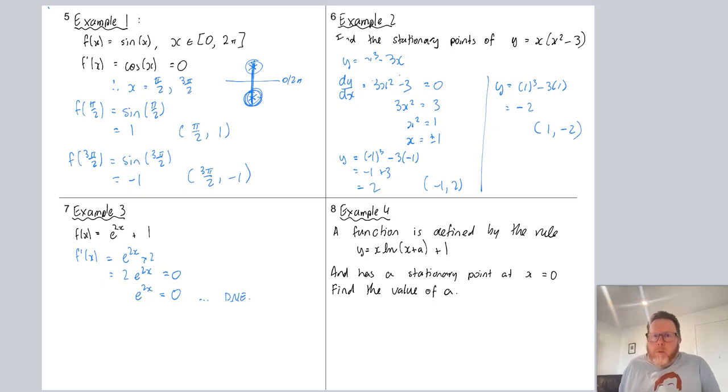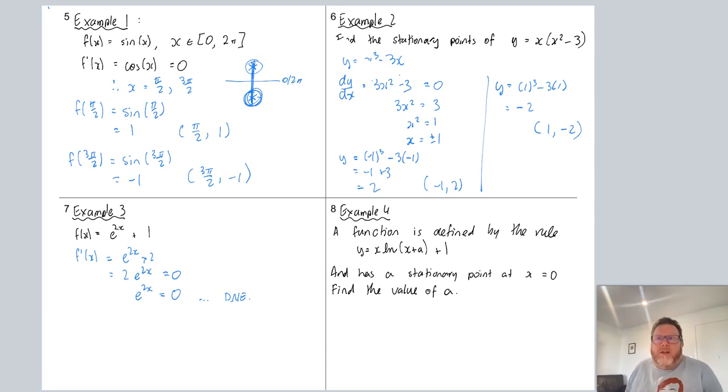Let's have a look at some more examples of finding stationary points given some more complicated functions, I guess. In example 4, we have a function defined by the rule x ln(x + a) + 1. So it looks like we have a couple of translations going on there for the ln bit, but we've also got x multiplied by as well. So it's not a function that we can probably intuitively just know what the graph looks like. Of course, we could graph it if we had technology, but without it, let's see if we can find the stationary points if they exist.